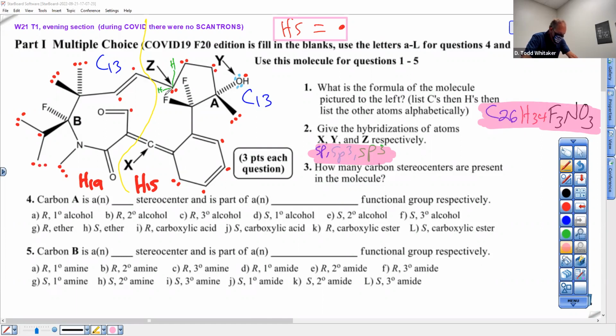So that's not, and the one with 2 methyls is not the same. It's not a stereocenter because they're the same. So I got 1, I got 2, and that's it. No other carbons have 4 different groups.